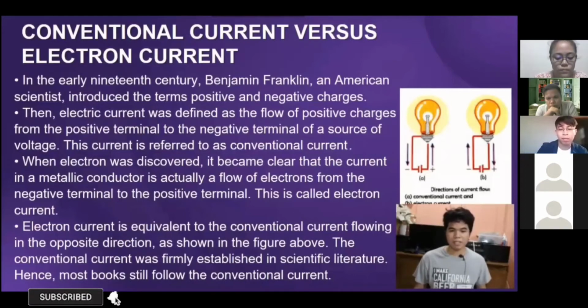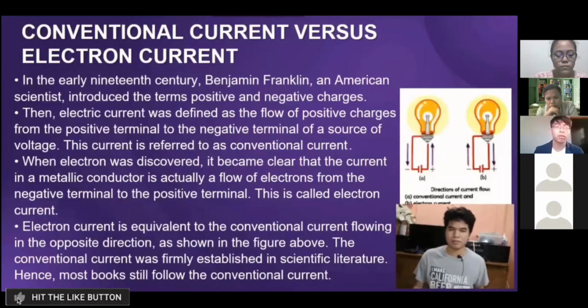The conventional current was firmly established in scientific literature. Hence, most books still follow the conventional current.